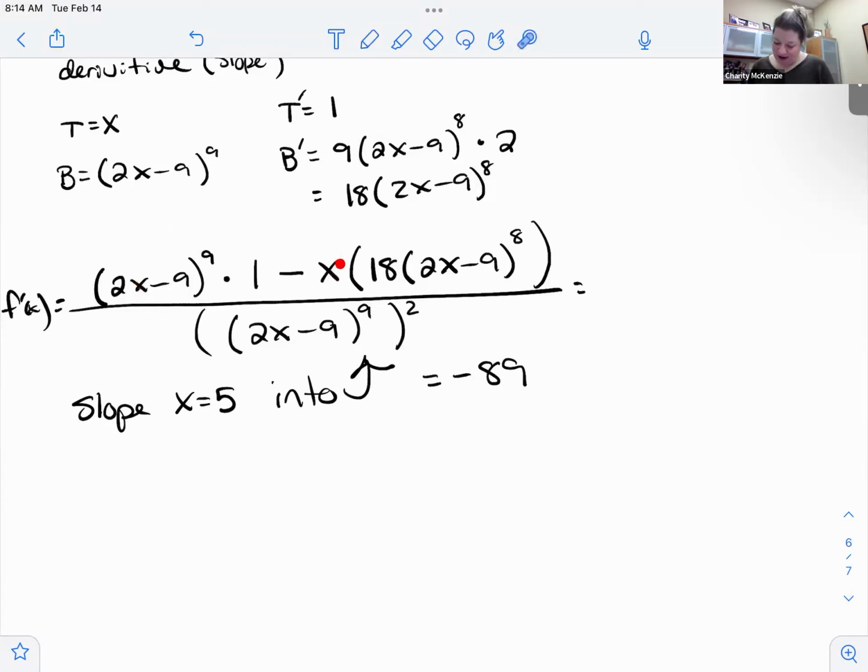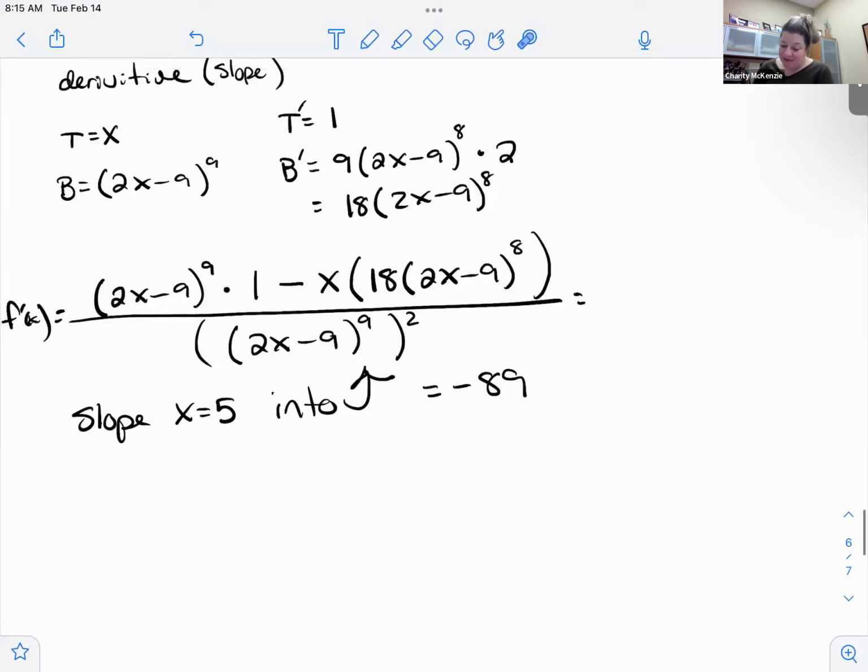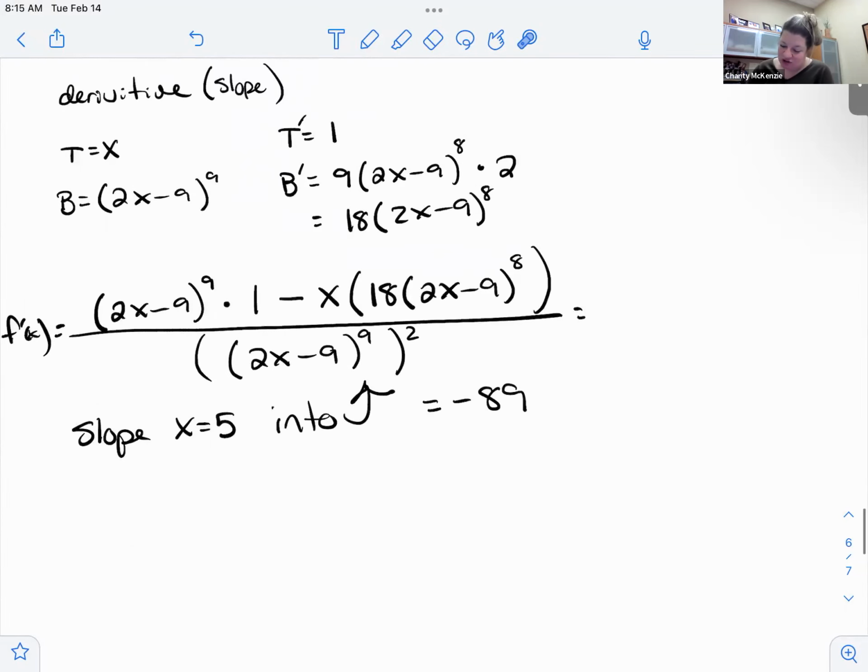5 here, 5 here, 5 here, 5 here. So do the top and the bottom and then divide them so you don't make any mistakes with all the parentheses. That'll make it easier. You should get negative 89. All right, then, so that is all just to get my slope.